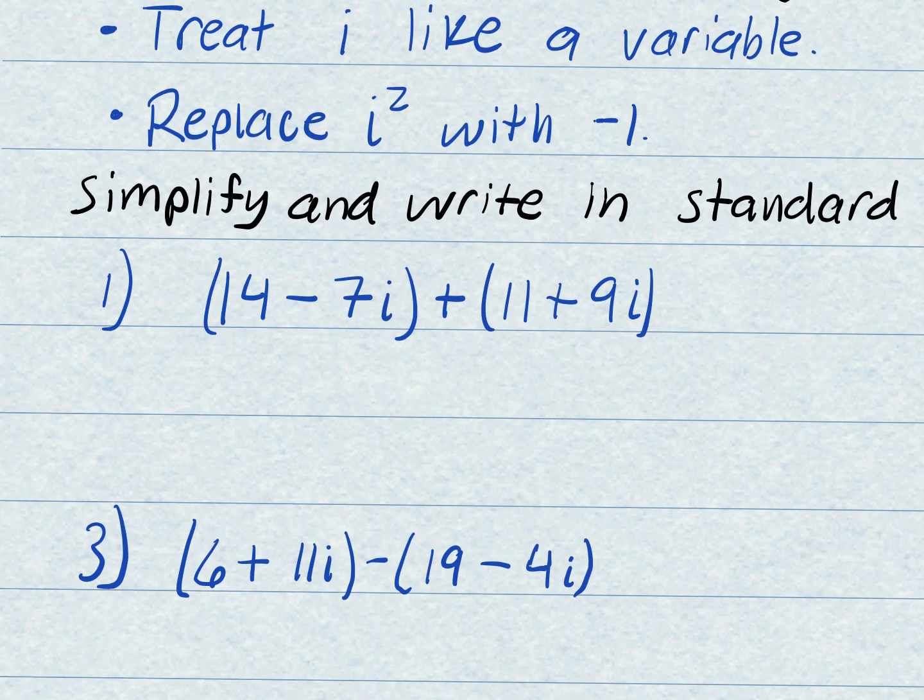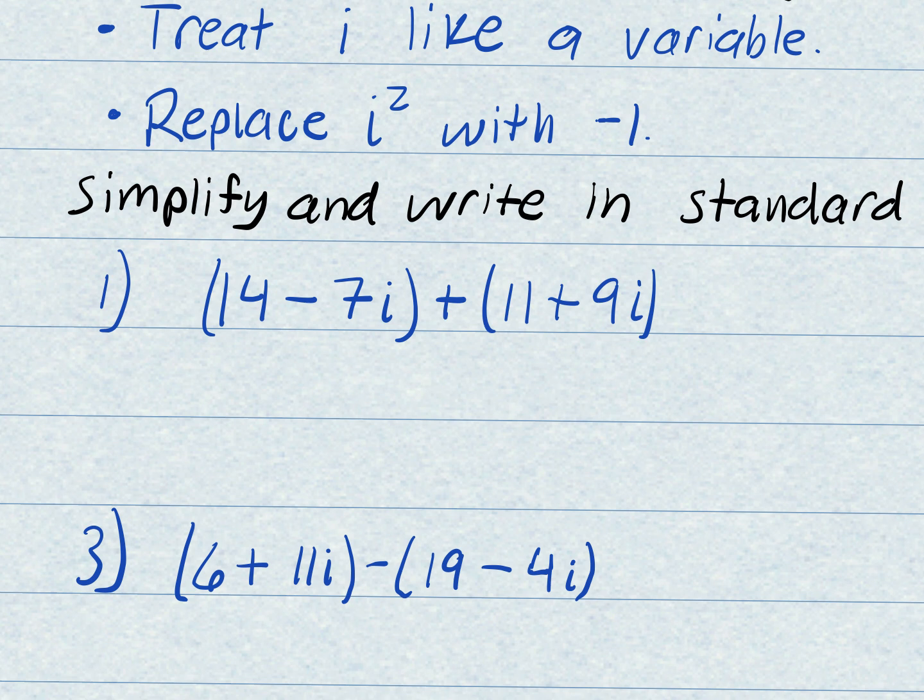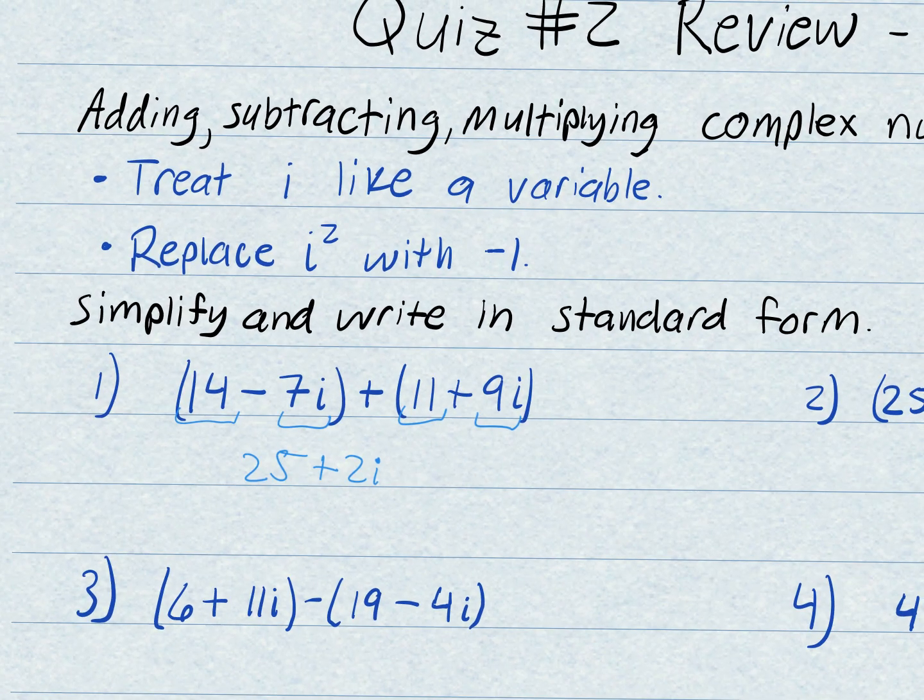Okay, we have 14 minus 7i plus 11 plus 9i. Anytime you have something like this, again, you want to treat the i like a variable. You're going to do your real with your real. So 14 plus 11 are your real numbers, it's going to get you 25. Imaginary plus the imaginary, so -7i plus 9i is going to get you plus 2i. Simple as that. You don't have to do anything else to it. It is in standard form.